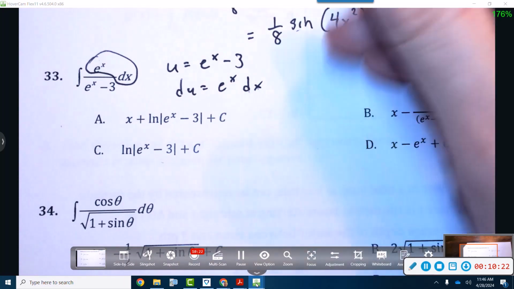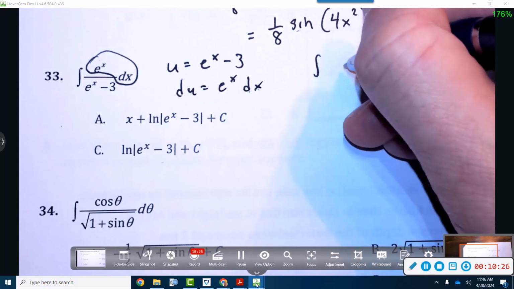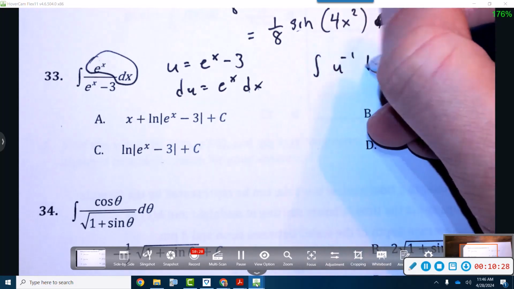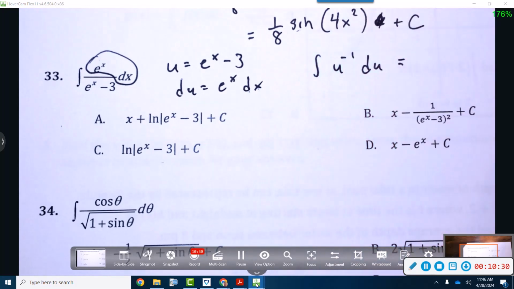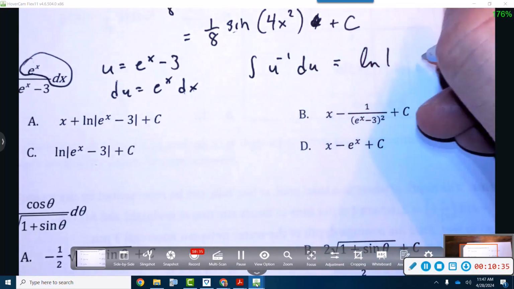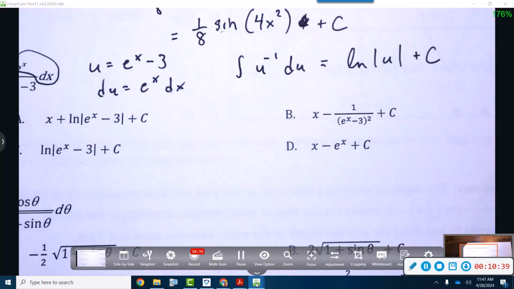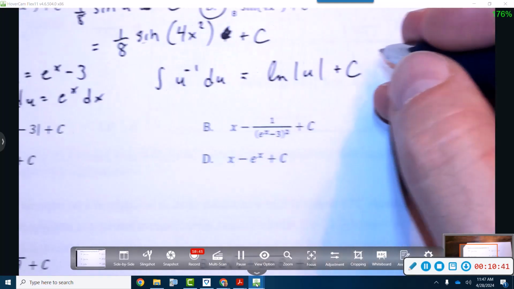So what I've got is an antiderivative of just u to the negative 1. I have no fractions, so this is pretty clean. And that actually is ln. The ln of u plus c. So let's go ahead and plug that u back in there. And what do we get?